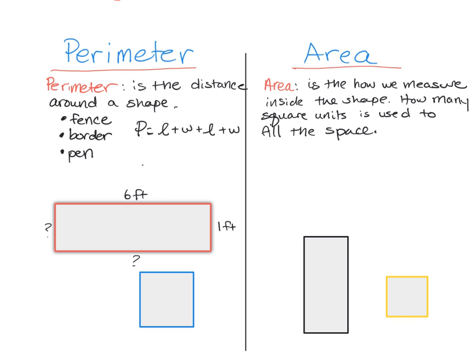Now, if this is a rectangle, what do we know about a rectangle? That this side of the rectangle, the one I just labeled right here, is the same as the other side. So if this is 6 feet, what is this going to be? That's right. It's going to be 6 feet. I'm going to label the 6 feet just so we can see it. So if this is 1 foot, then what's this going to be? You're right. It's going to be 1 foot.